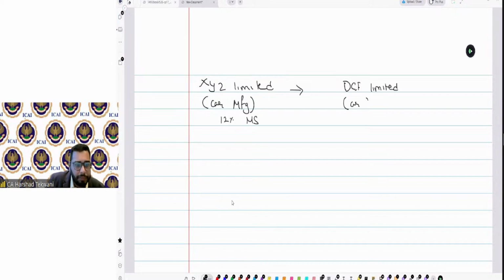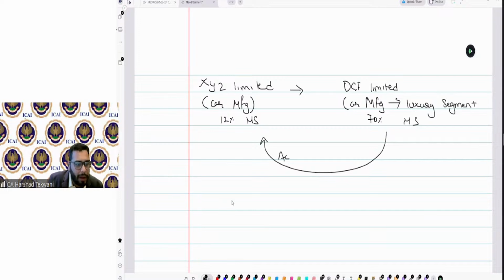This is also car manufacturing. But the difference is this is into the luxury segment, and in the luxury segment it has 70% market share. Now this company wants to acquire this company, this car manufacturing company which manufactures hatchbacks. Now DEF wants to acquire XYZ.